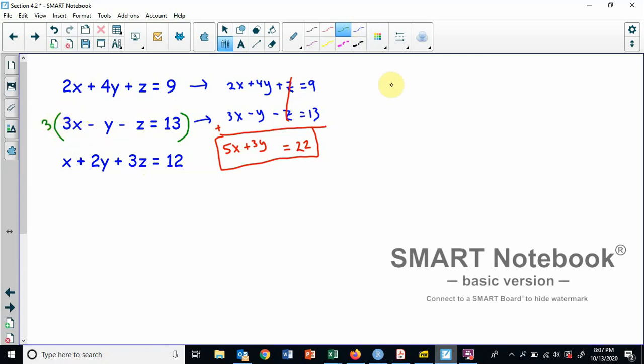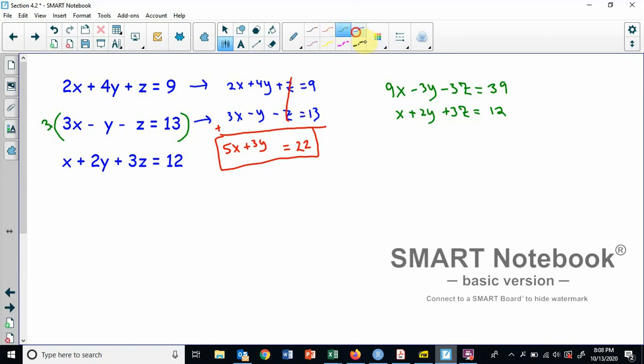So 9x minus 3y minus 3z equal sign, and don't forget to multiply over here. That's the most common mistake people make in multiplying. 13 times 3 is 39. And then I can just copy this one over. x plus 2y plus 3z equals 12. And let's make sure that looks right. x, 2y, 3z, 12. Okay.